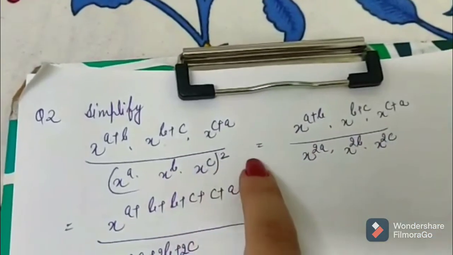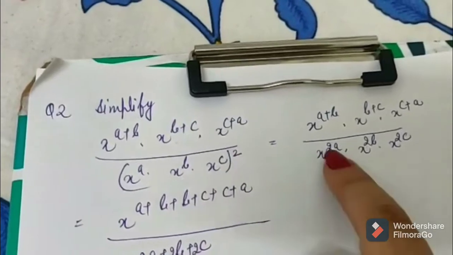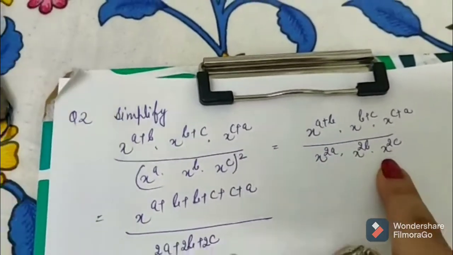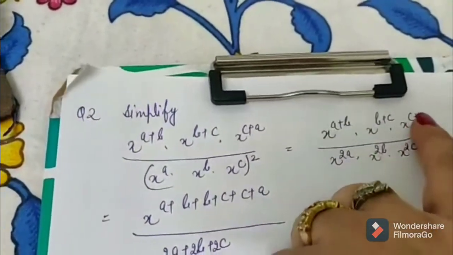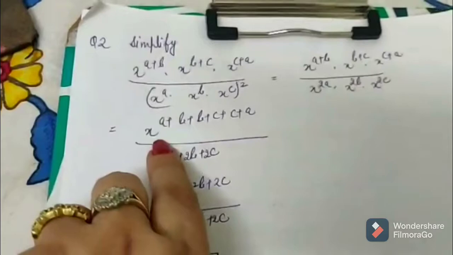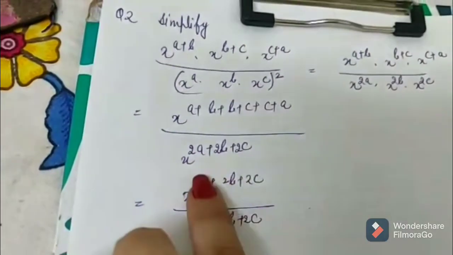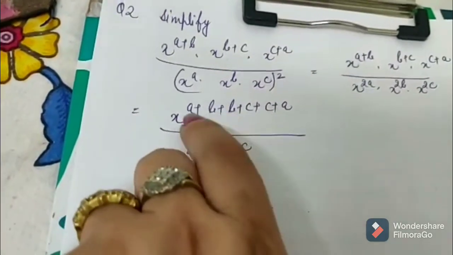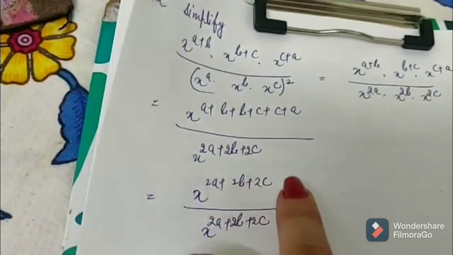I am going to open this. This is x raised to power a into 2, that is x raised to power 2a into x raised to power 2b into x raised to power 2c. Now the base is same, so powers are going to be added. So x raised to power a plus b plus b plus c plus c plus a, x raised to power 2a plus 2b plus 2c. A is 2 times, b is 2 times, c is 2 times. So this is x raised to power 2a plus 2b plus 2c.